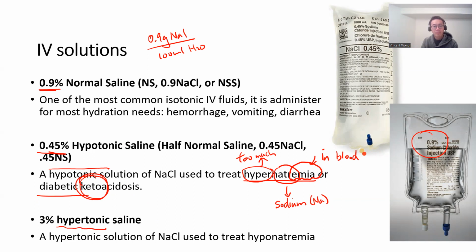When do you need hypertonic? This is 3%. It's really concentrated. This is really rare. One example is to treat hyponatremia, water toxicity.